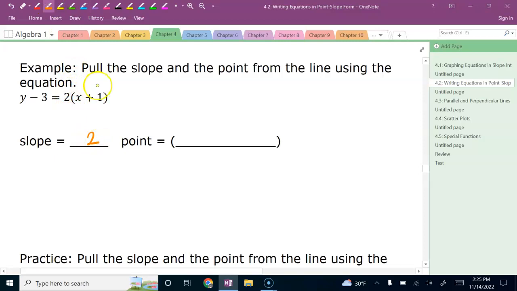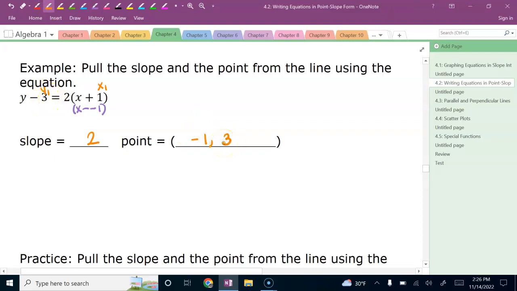Your point, remember that the x1 comes after the x and the y1 comes after the y. And it's always starting with a minus sign. So think of the opposite sign here. So I know that this one says x plus 1. But remember that means that it really started as x minus a negative 1 in order for it to become plus 1. So my point is actually going to be negative 1 and then positive 3.